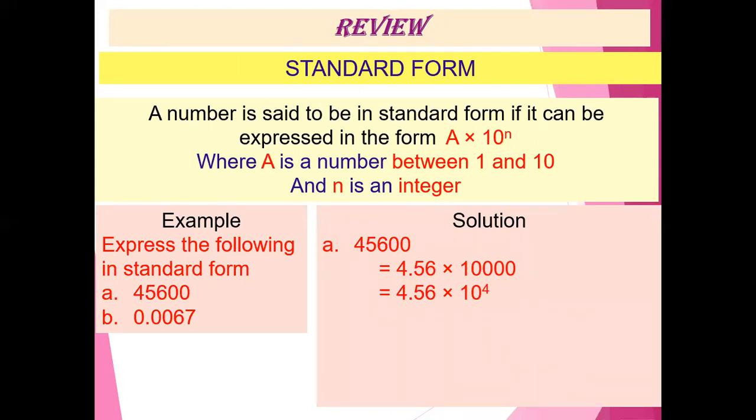I usually say it's almost like you're moving the decimal point. Since it's a whole number, there's a decimal point behind the whole number. So it's almost as if you're moving the decimal point, and the number of times you're moving that decimal point would also determine the integer n. So when we say 1, 2, 3, 4, we stop here because 4.56 is a number between 1 and 10. We moved the decimal point 4 places, and this is a large number, so automatically we have 10 raised to the power of 4 here.